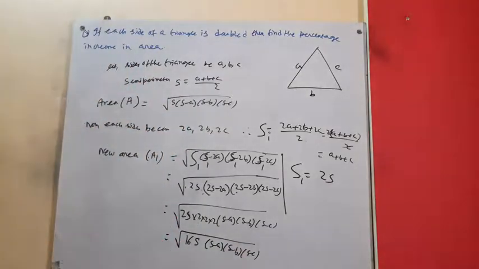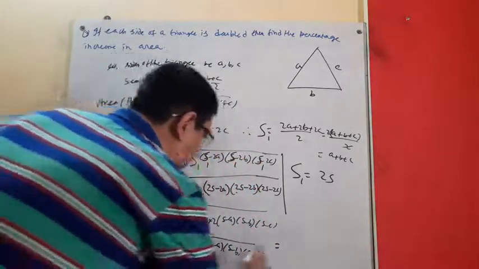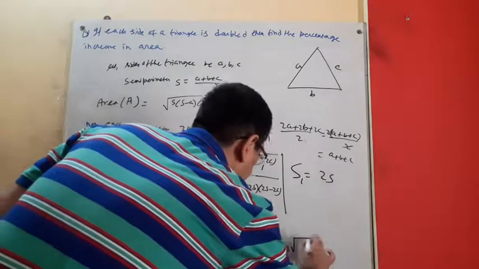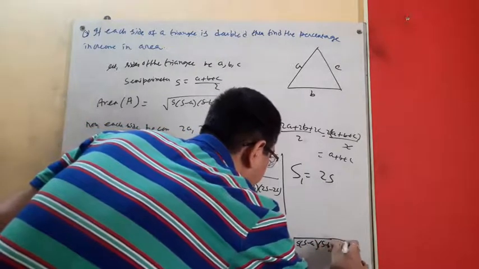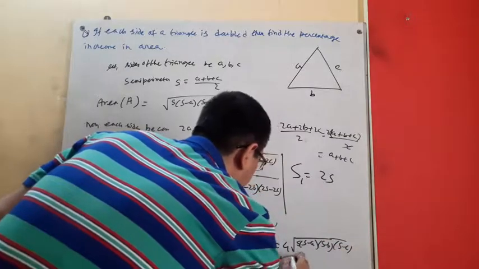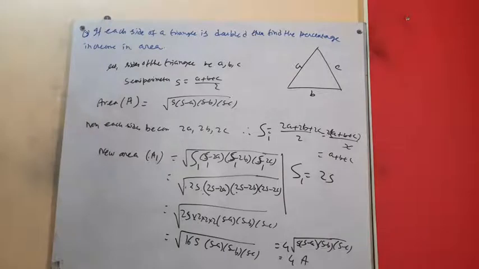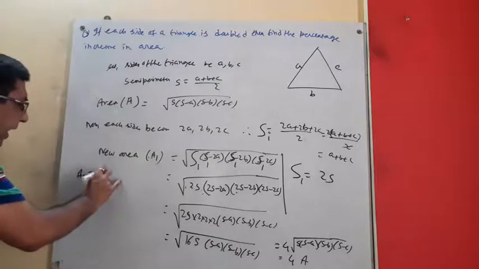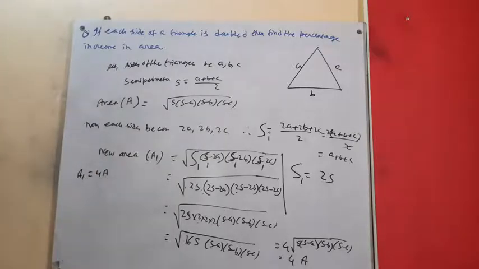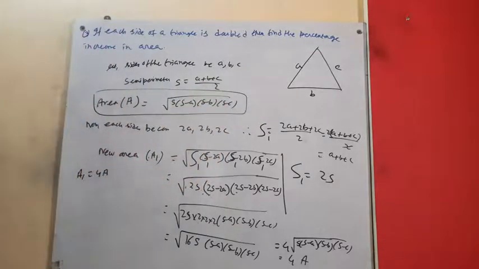Can you see it properly? Yes. So by square rooting 16, we get 4 into the square root of s into s minus a, s minus b, s minus c. That means 4 into A, right? So A1 becomes 4A, because it was A. So the new area is 4A, the previous area A.